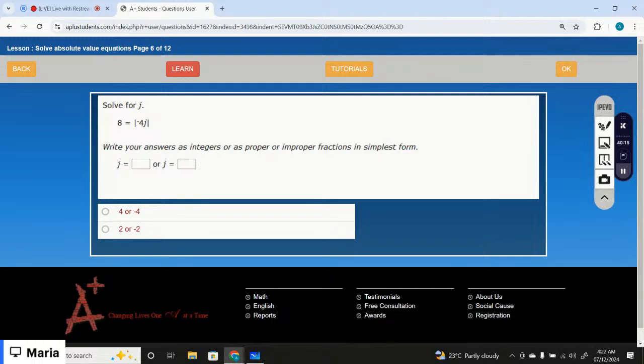Solve for j. Which is the correct option? That is 2 or -2. Option number 2 is the correct option.